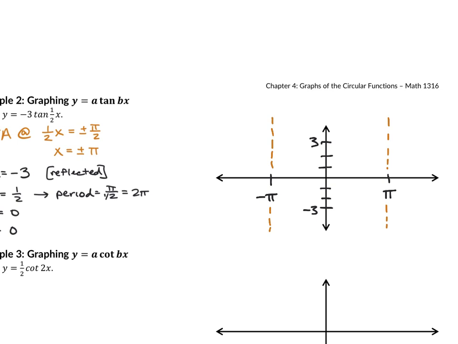But I also know this has been reflected. So instead of increasing for this tangent function, I'm going to decrease. So at the intermediate points here, I should be starting up and then going down so that it's decreasing. Playing connect the dots, here's what your tangent function will look like if it has been reflected and stretched by 3 with a period of 2 pi.